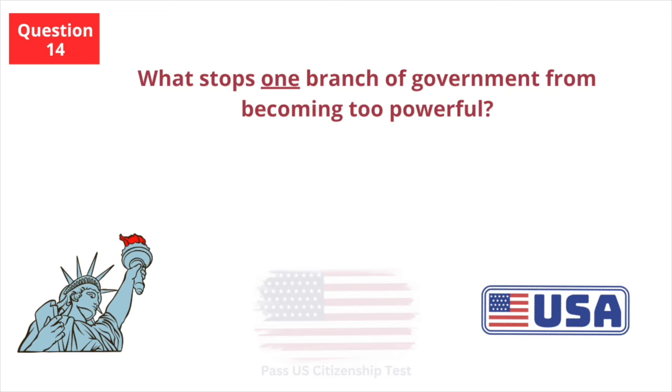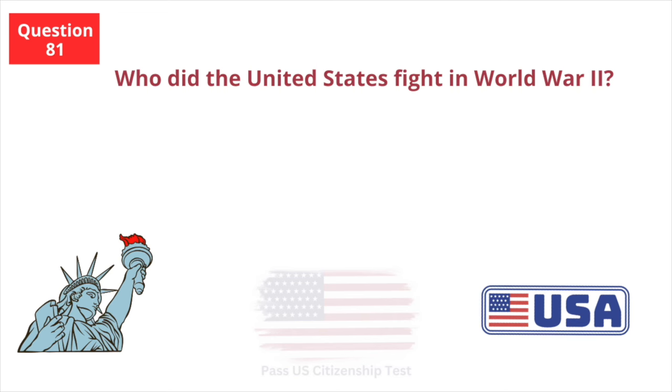What stops one branch of government from becoming too powerful? Checks and balances. Who did the United States fight in World War II? Japan, Germany, and Italy.